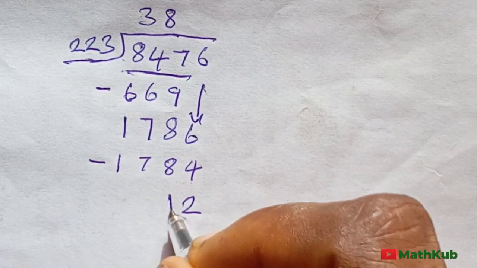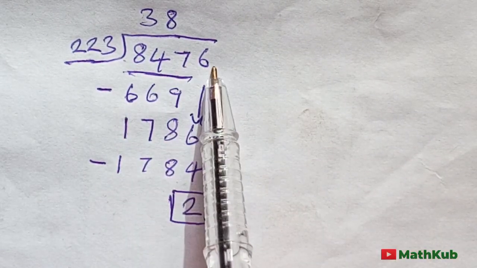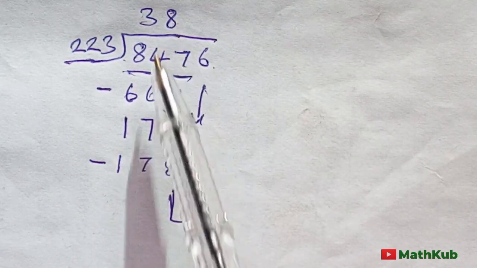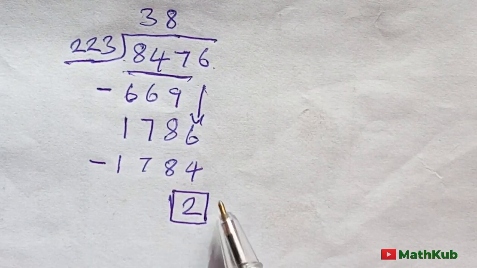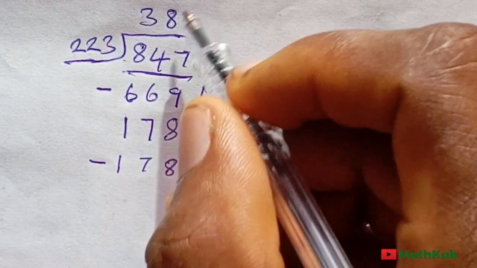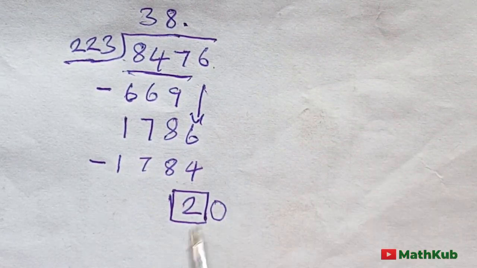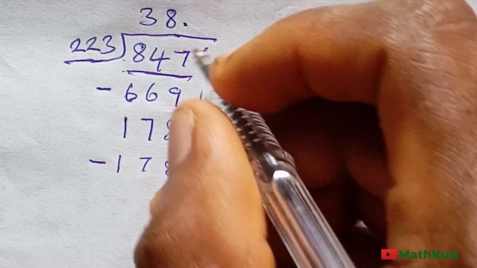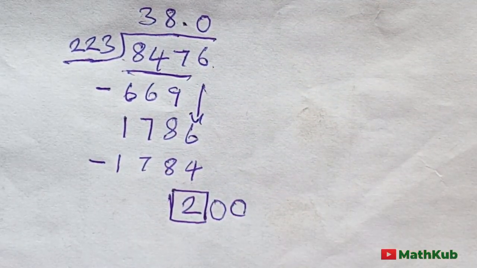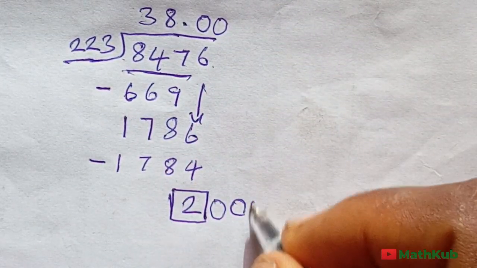This 2 is now the remainder, meaning that 8476 divided by 223 is 38, remainder 2. If you want to divide further, you fix a point and then add 0. When you add 0, you still cannot divide, so you add another 0 here, and then another 0.